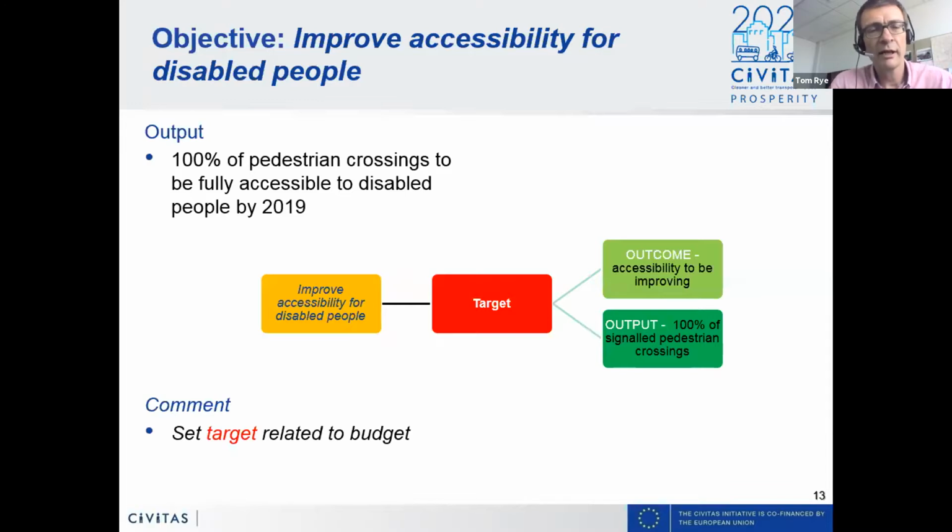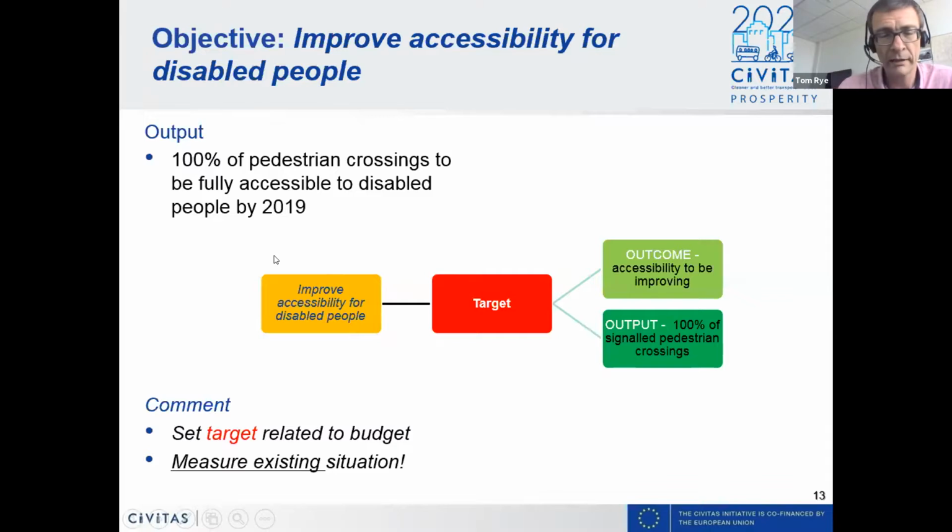Obviously there, how do you know what target is set? Well, it's related to budget, that's one thing. And obviously you have to measure the existing situation. So you need to know how many pedestrian crossings are fully accessible at the moment, so that you know how many you can manage to deliver with the budget that you've got. Or it may be that your politician says, well, we need 100% of pedestrian crossings to be fully accessible by 2020. And therefore, you actually put aside the budget to be able to do that. But you certainly need to measure the existing situation, because otherwise you've no idea how much you've got to achieve.